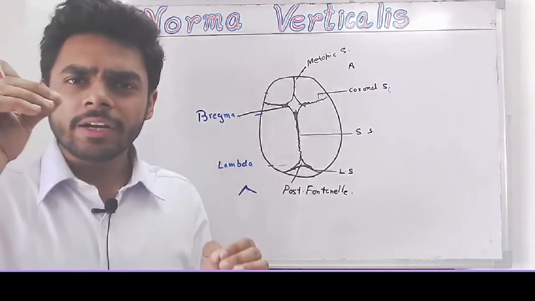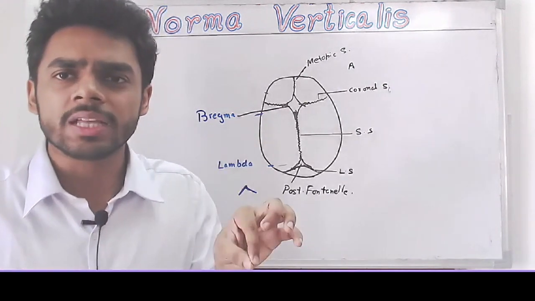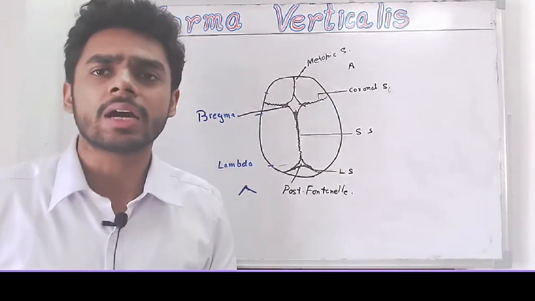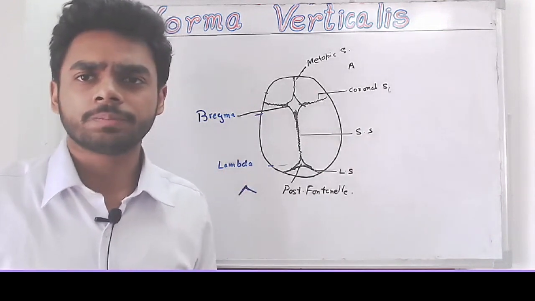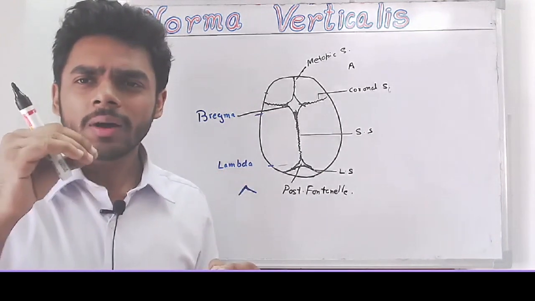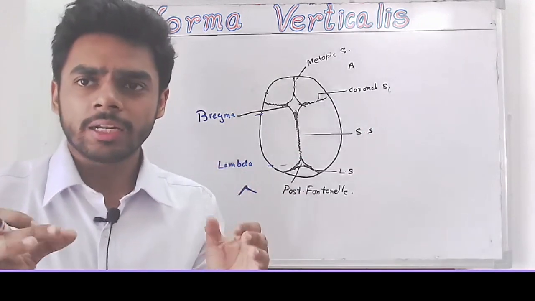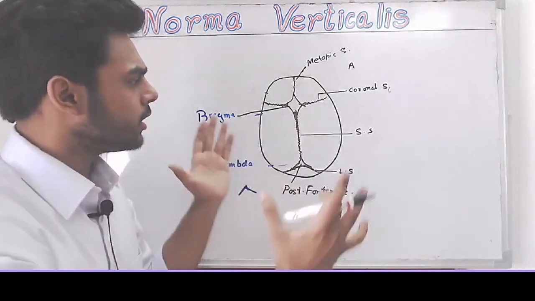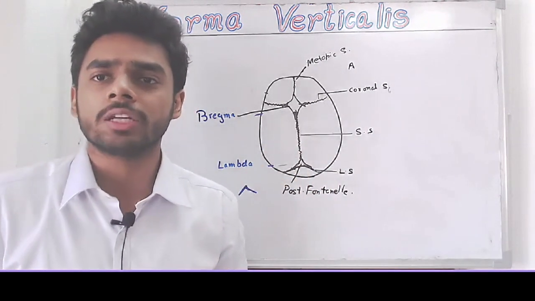If that is raised, then you will feel that this part is bulging. And if you touch here and you find it is depressed, that means there is a decrease in intracranial pressure, and the reason can be dehydration. So during normal delivery of the child, pressure is applied on the head in order to pull that child from the mother's womb.